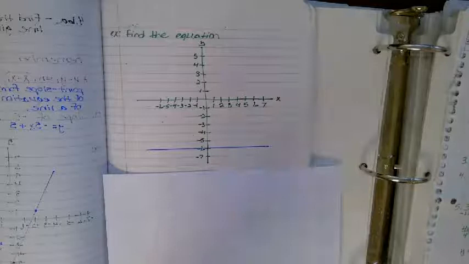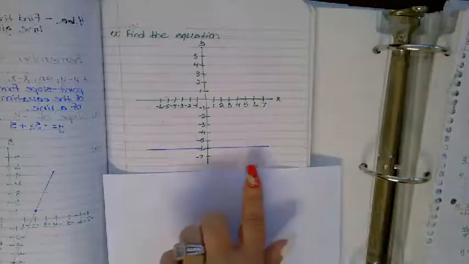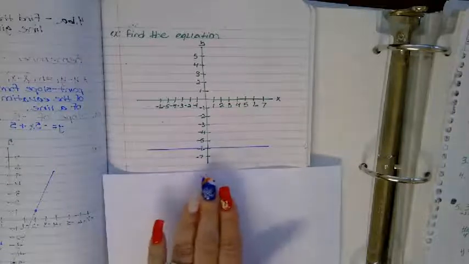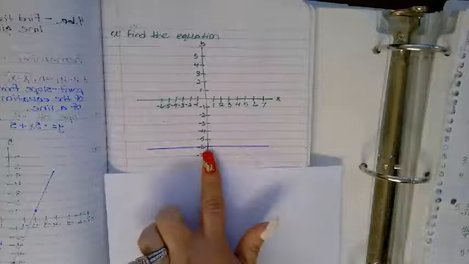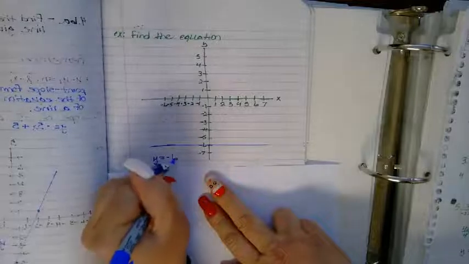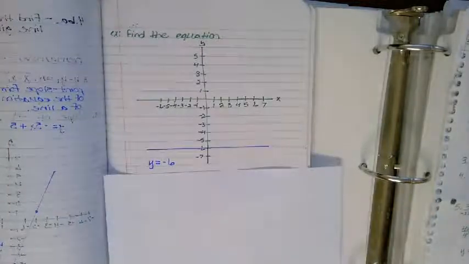We have zero slope on this because there's nowhere for us to rise and run. Okay? So when you see something like this, the answer it's looking for is just y equals negative 6, because it's on the negative 6, right? So it's just y equals negative 6. We don't have a slope to work with there.